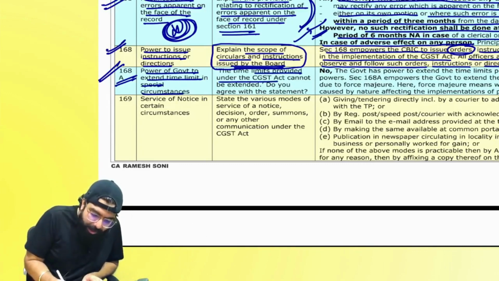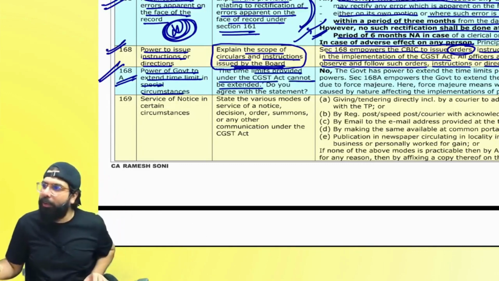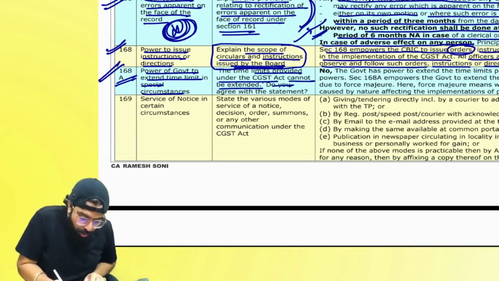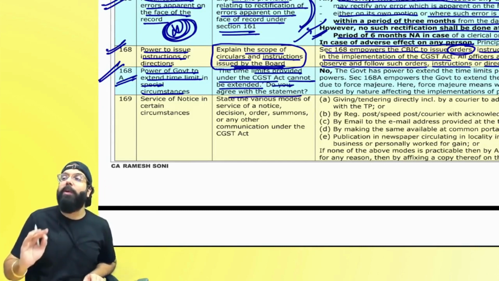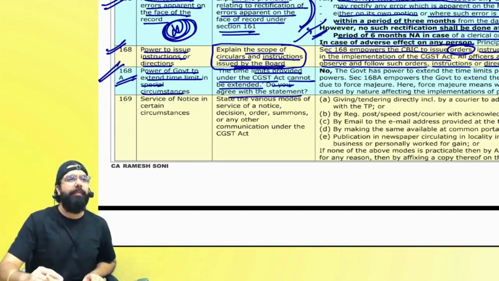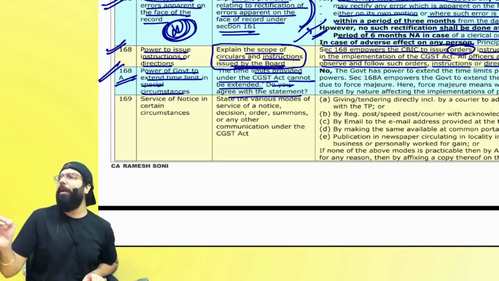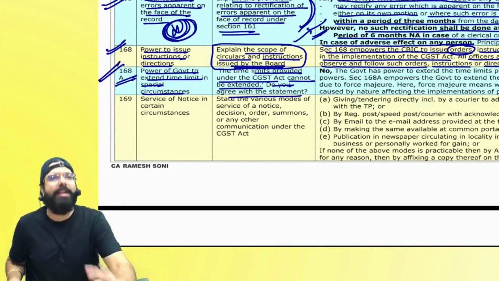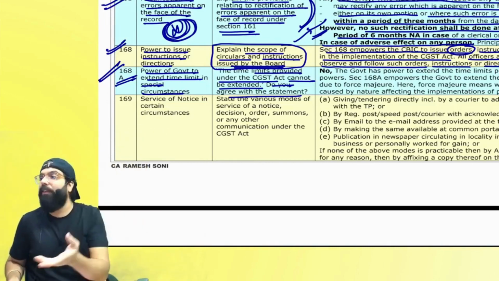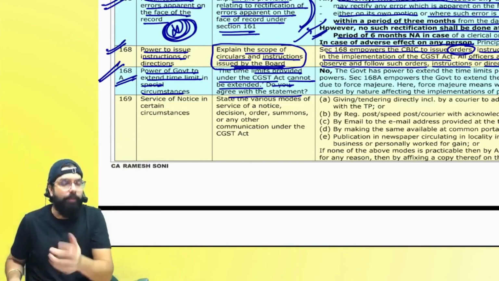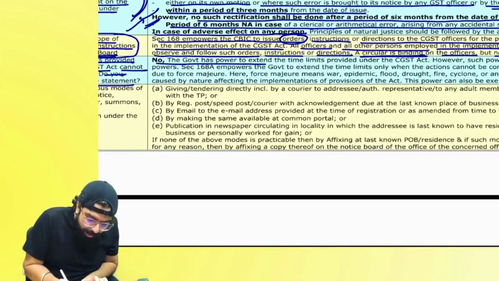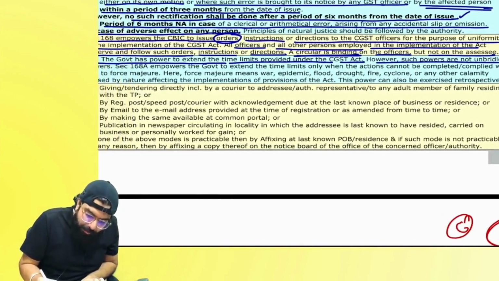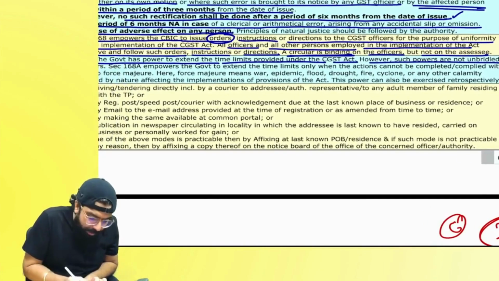The time limit provided under the GST Act cannot be extended. Yes or no, everyone? Whatever time limit is told in the GST Act, only you can do that. Do you agree with the statement? No. Because section number 168A says in case of flood, pandemic, all this time, the government has one power, which says even if you have told one time limit in the Act, we can extend beyond that also. In COVID time, 6 months extended. This was the power. The government has the power to extend the time limit under the Act. However, such powers are not unbridled powers.